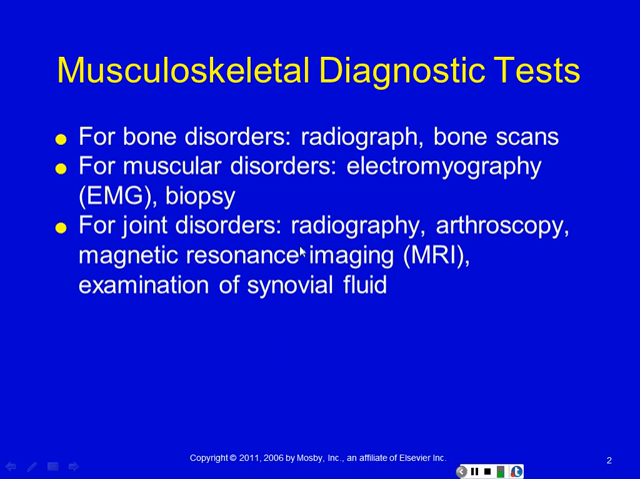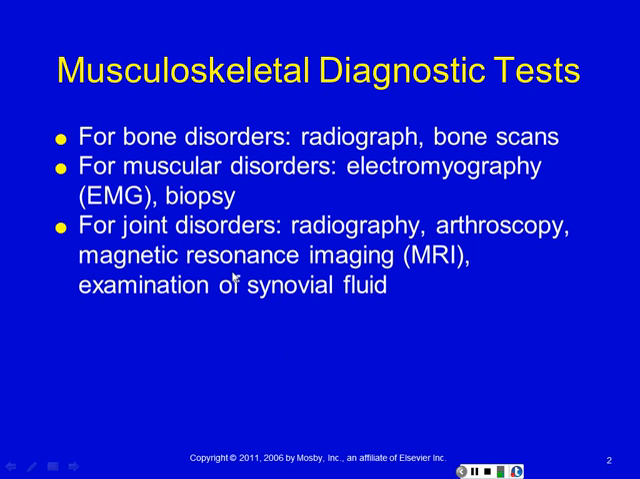MRIs are useful for joints, muscles, and bones. MRIs give us a three-dimensional picture that we can manipulate in the computer so we can see a lot more detail. The problem with MRI is it's very, very expensive. So it's a great test, but oftentimes MRI is not the first choice because of its high expense.